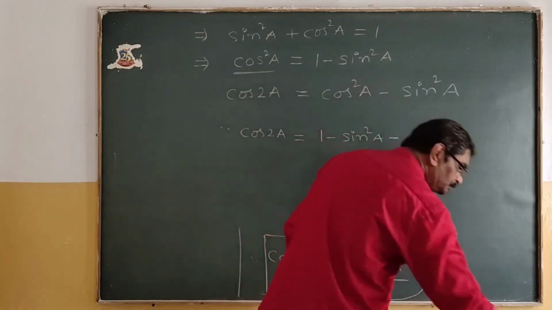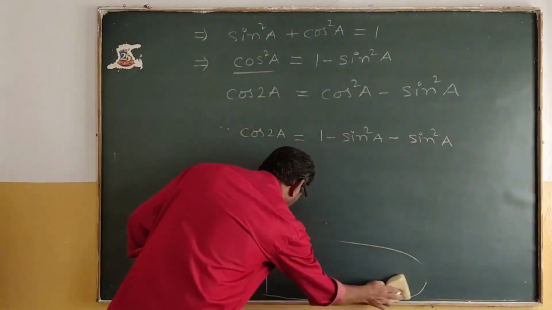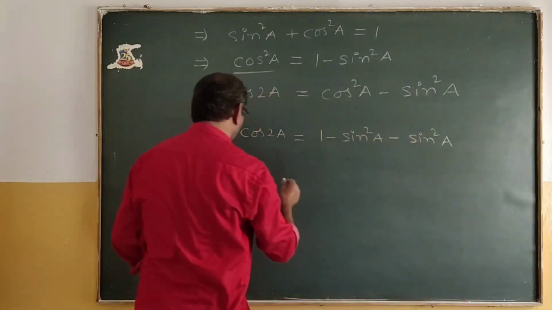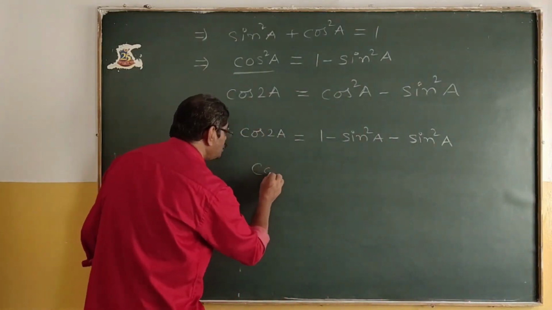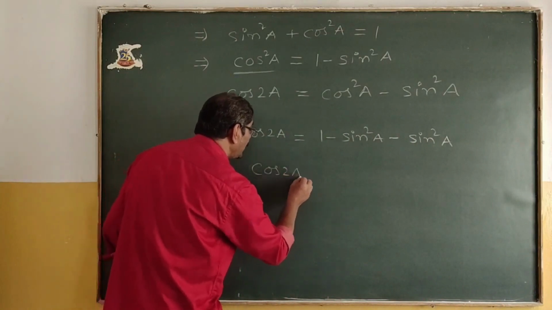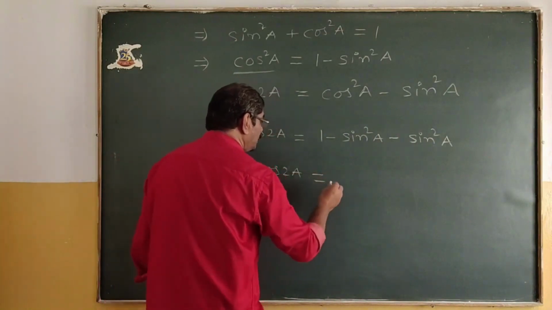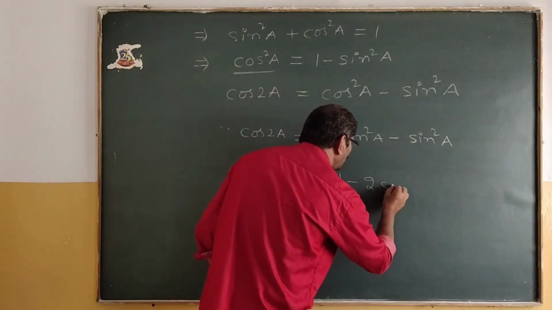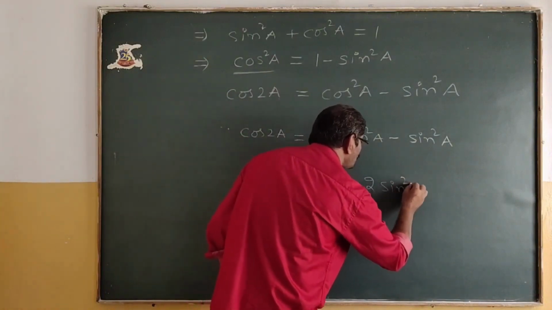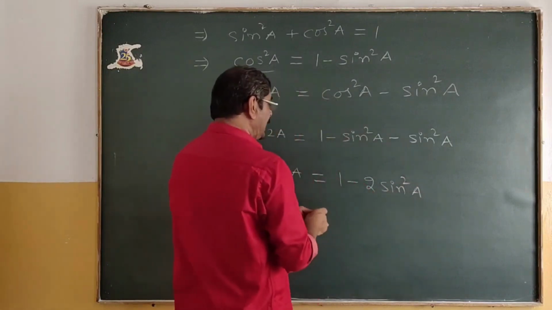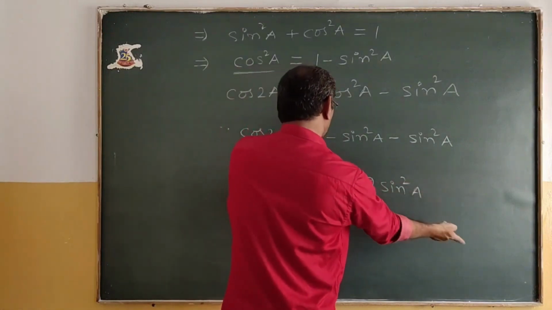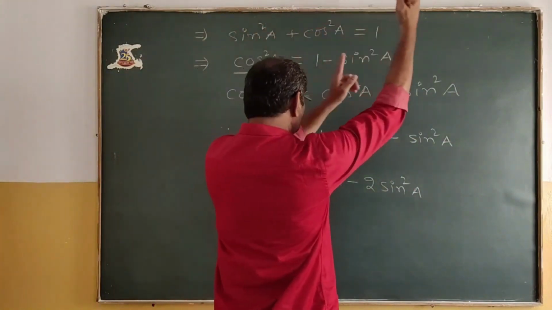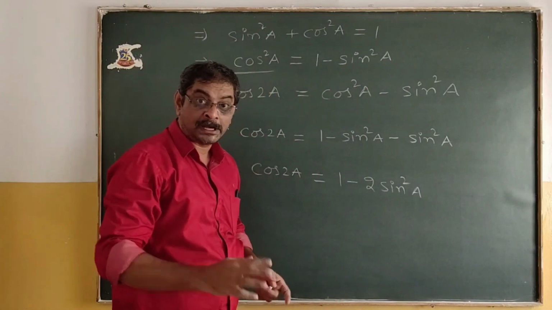So further, if I simplify, what you are going to get? cos 2A will be numerically equal to 1 minus 2 sin square A. Now you take minus 2 sin square A to this side, and cos 2A to the other side.